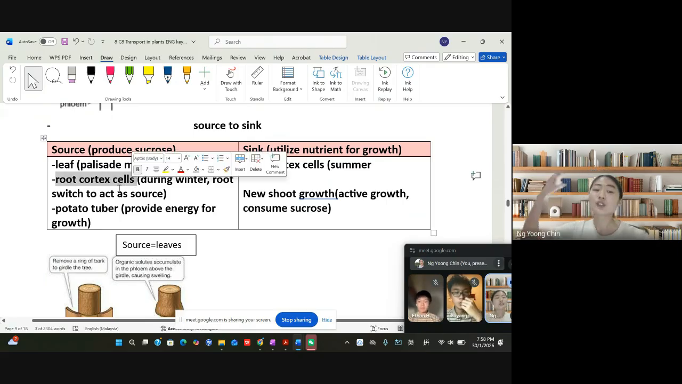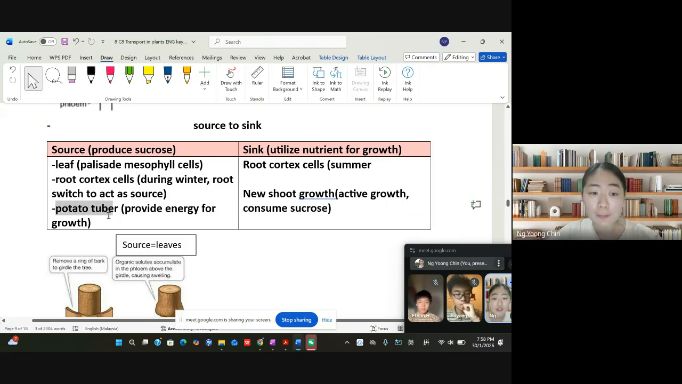Okay, I think usually they will ask about this one, which is a potato tuber. So that's why your potato tuber can become a source or they can become a sink, either.